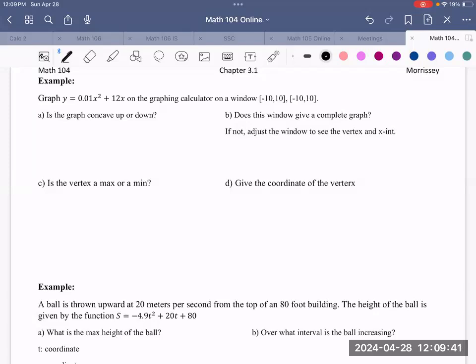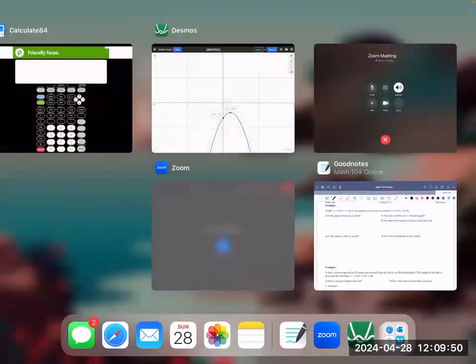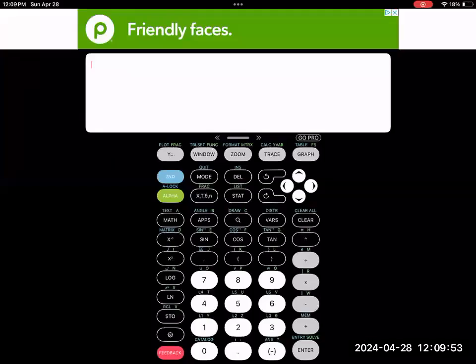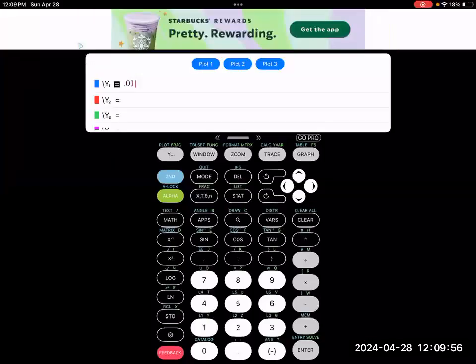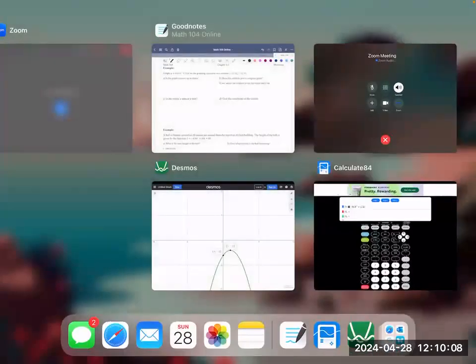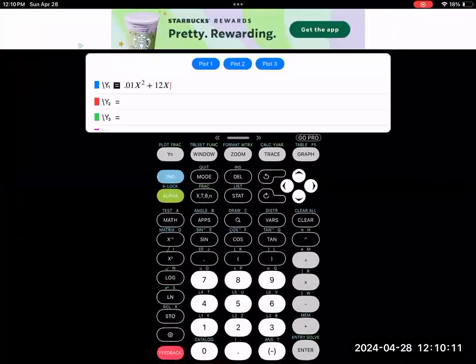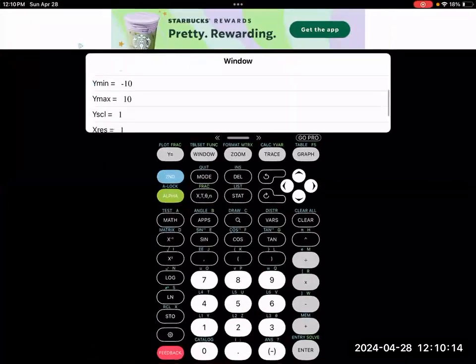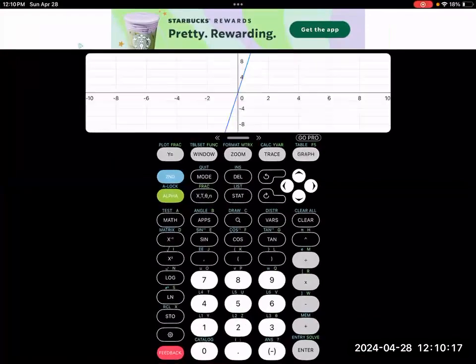So I'm going to do this one on the TI-84. Okay, so we have 0.01 x squared, and I want to say it was like plus 12. Let me just verify one more time. Okay, we're going to do just a standard viewing window. There we go. Let's graph it. Now, is this a good graph? No, it is not very good. We are not seeing our important features.